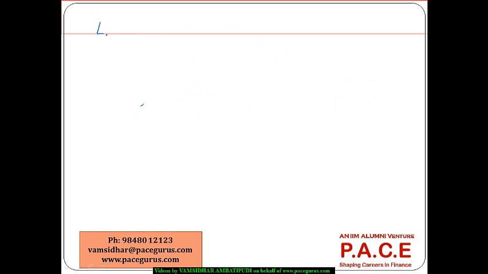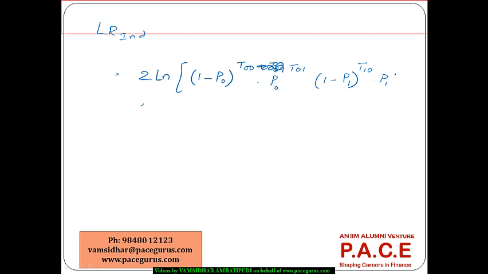This likelihood ratio test is primarily for independence, wherein I am talking about 2 log of (1 minus P0) to the power T00 plus T01, times P0 to the power T01, multiplied by (1 minus P1) to the power T10 and then P1 to the power T11, minus 2 times the logarithm of (1 minus P) to the power T00 plus T10, times P to the power T01 plus T11.